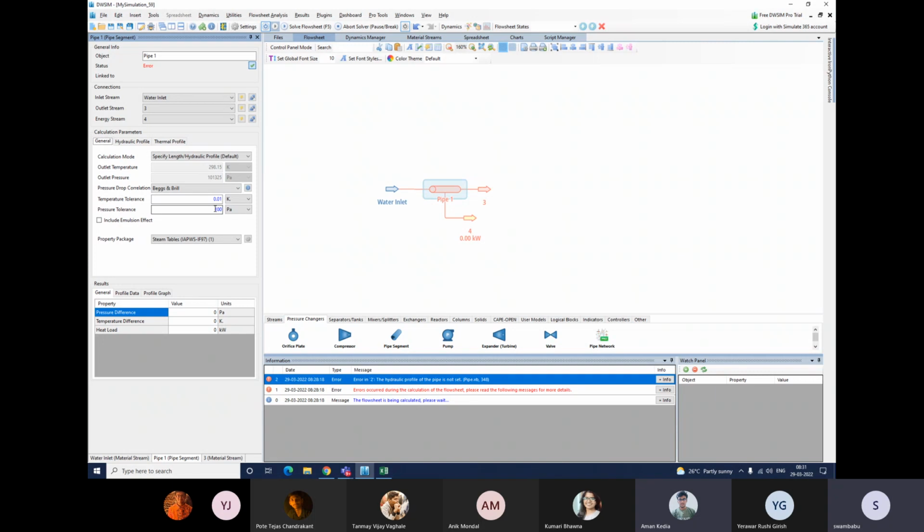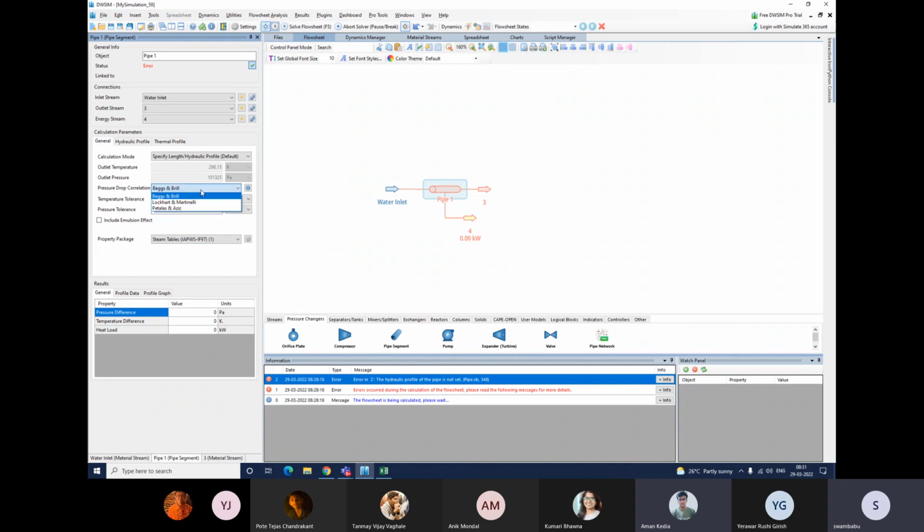Minimum error is allowed. So for pascals, 1 atmosphere equals 10 to the power of 5 pascals, so we'll keep the pressure tolerance as 100. And temperature, 1 degree centigrade also matters, so the tolerance value we keep by default as 0.01. That is basically from the iteration point of view.